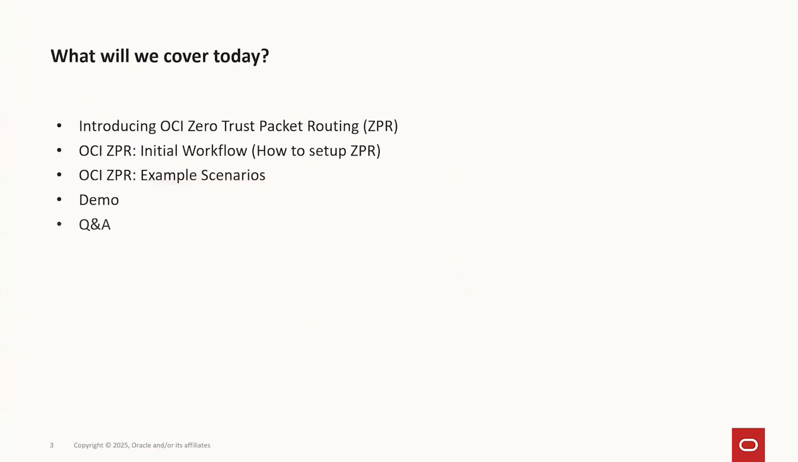Today, we will be covering an interesting topic, Zipper, or zero trust packet routing. It's a new approach to network security that enables enterprises to focus on securing their networks via policies, and these policies can span across multiple networks.